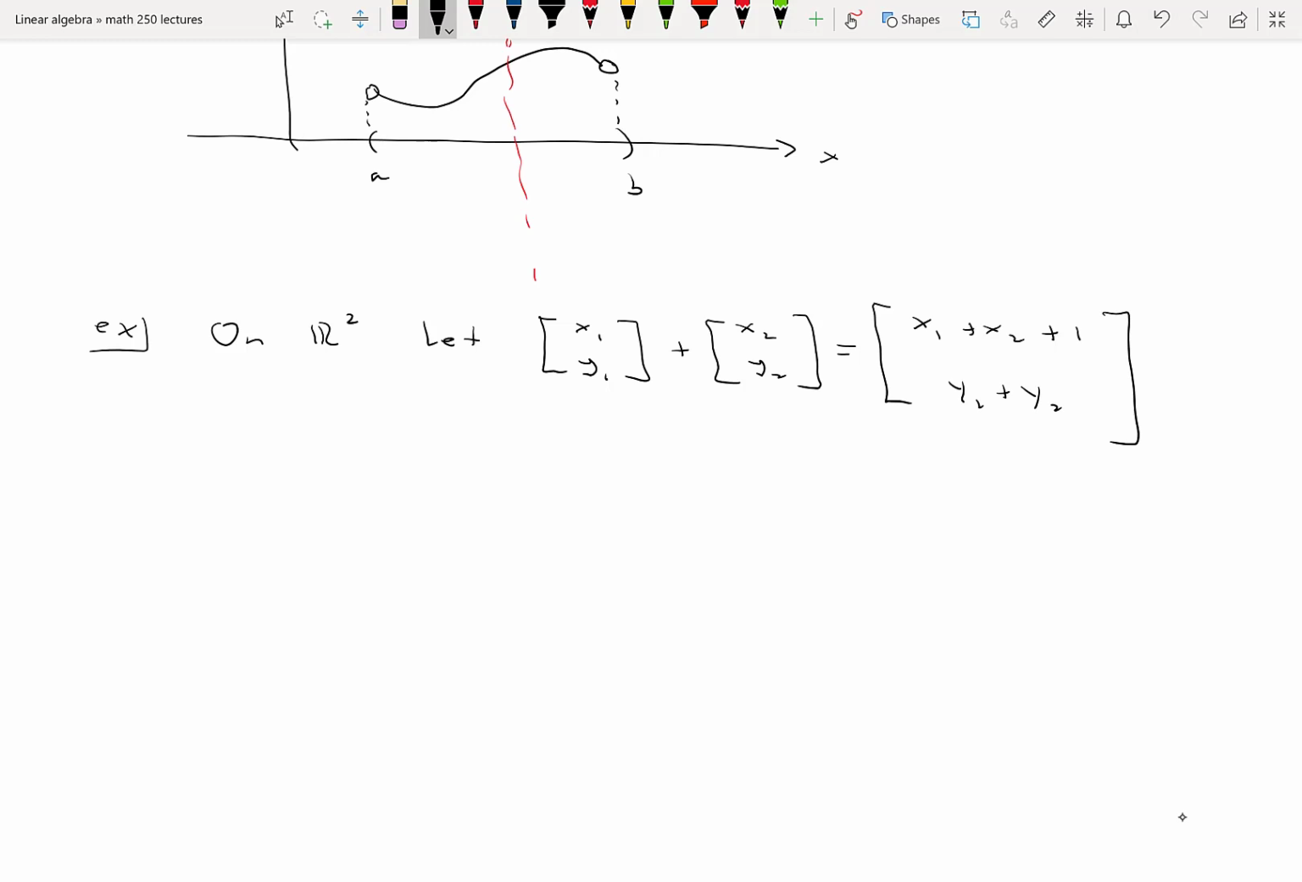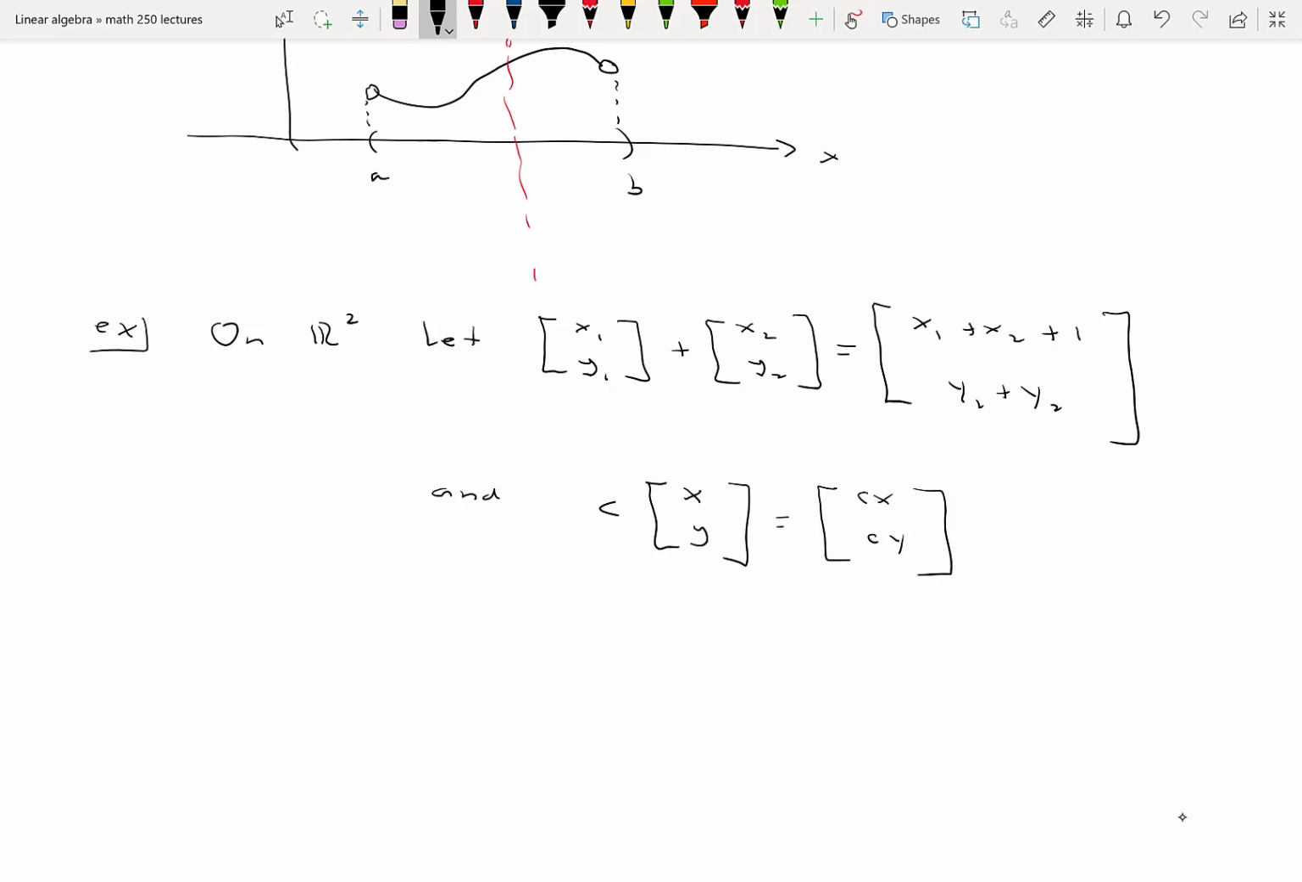And then what about scalar multiplication, the same as before? C times the column vector xy equals the column vector cx, cy. So I'm leaving the scalar multiplication the same, but I'm redefining vector addition. This set R2, the xy plane, now does not form a vector space under these two operations.